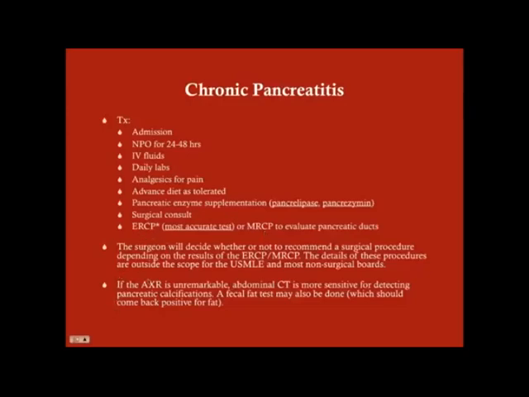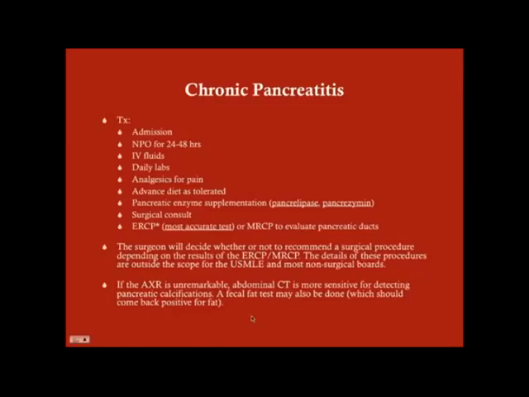If the abdominal x-ray is unremarkable when they come in, there are other ways that you can diagnose them with chronic pancreatitis. Remember, I said only 30% of patients with chronic pancreatitis will actually show those calcifications. You can also do an abdominal CT. This is much more sensitive than x-ray. This will diagnose about 70 to 80% of patients. You'll see calcifications on the CT as well.